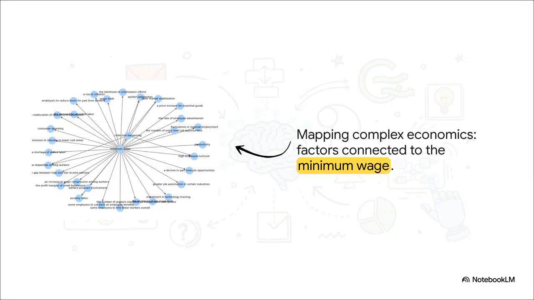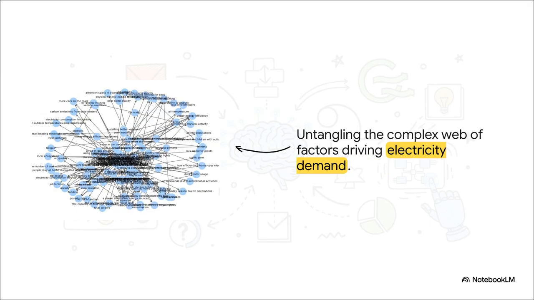Well, for one, you can map out economics. Here, it's untangling that incredibly complex web around the minimum wage, showing all the connections to employment, consumer spending, inflation, collective bargaining, and suddenly, what's usually a really heated political debate becomes a clear map of interconnected factors that we can actually study. Or you can apply it to technology and the environment.